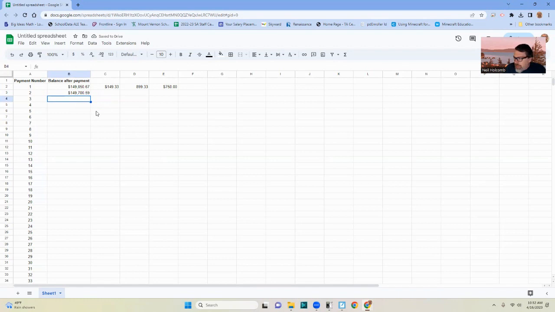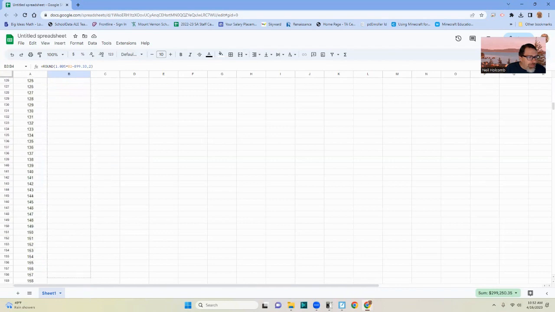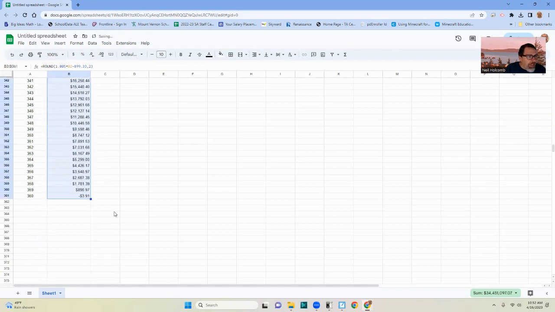Okay, now that I've done 2, all I have to do is drag this rule down. I always check: did it drop? Yes. So now I'm going to drag this all the way down to 360. This is much easier to do here than in a calculator. And so therefore there is not a 360th payment. You're not going to pay and then get paid 391 back.